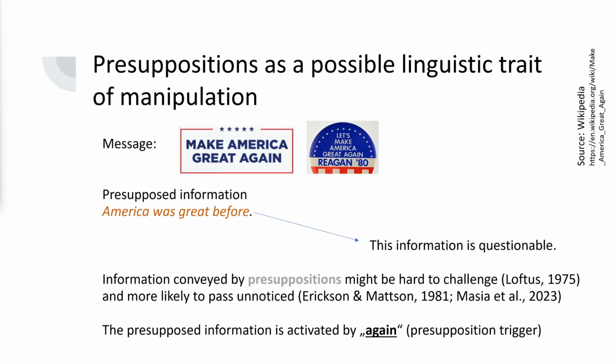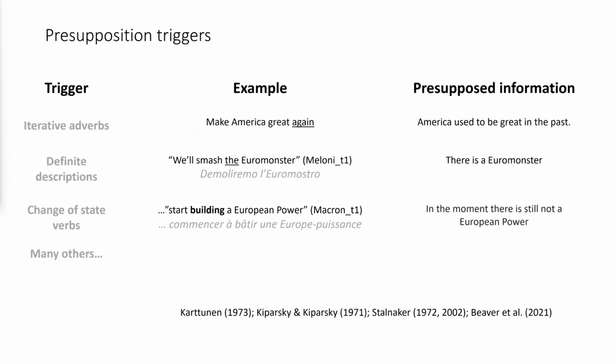And presuppositions are also a linguistic trait which is interesting for didactics because it is triggered by a lexical item. In this case, the lexical item is the iterative adverb "again." There are a lot of other triggers, like definite descriptions, like the definite article. In this part of a speech by Giorgia Meloni, "we will smash the Euro monster," or in this statement by Macron, "start building a European power." You can find the original version below.